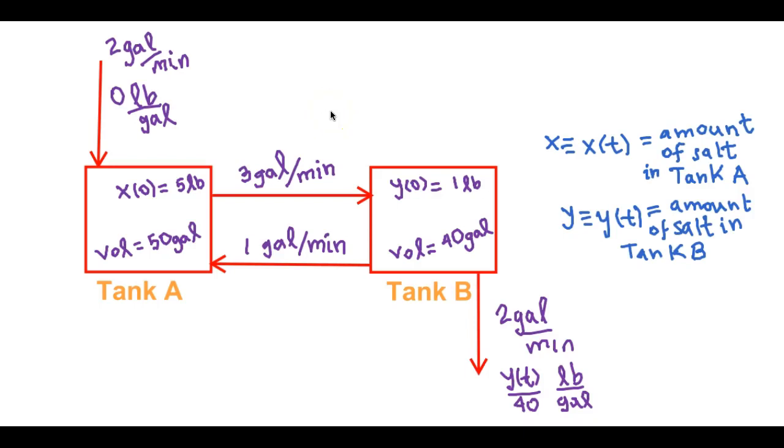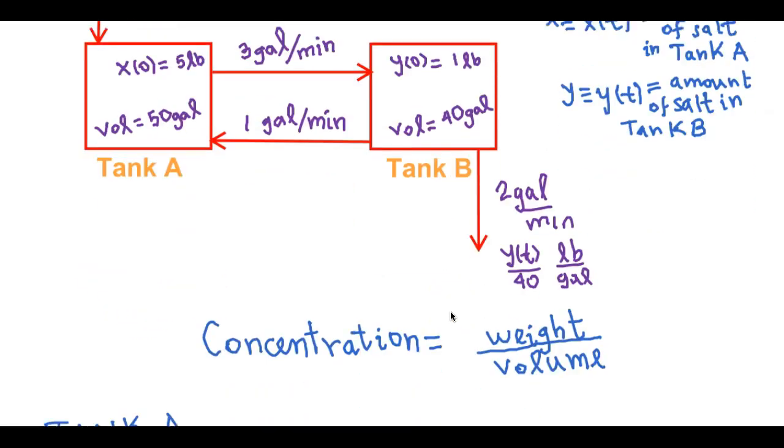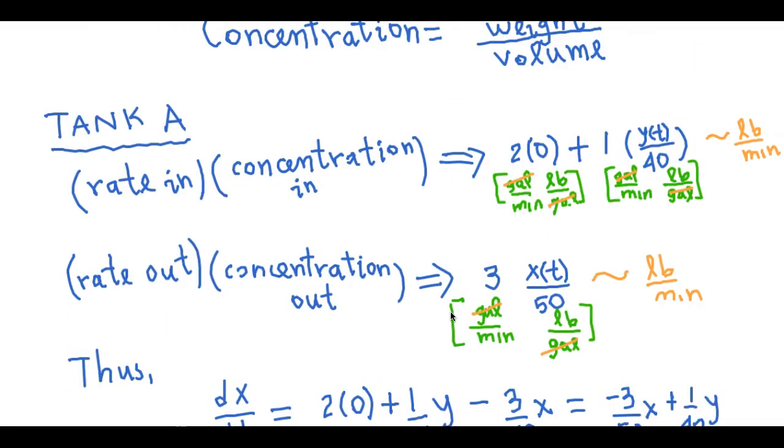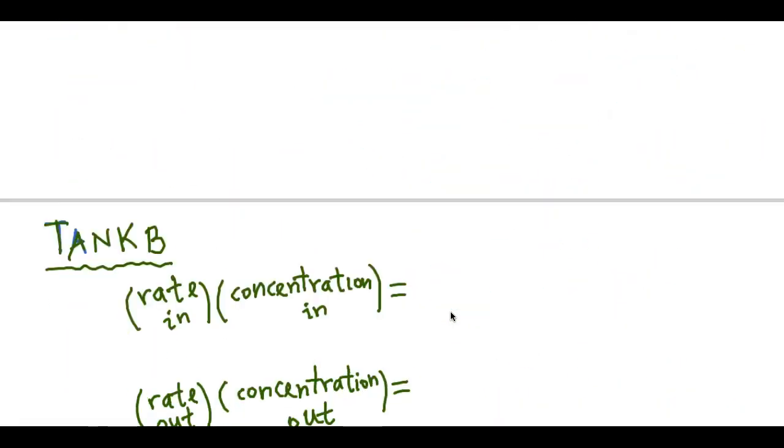This is part 2 of mixing, homogeneous mixing with two compartments. We're in the process of deriving differential equations. We did that for tank A, so now let's work with tank B. Okay, so we're going to do something very similar.